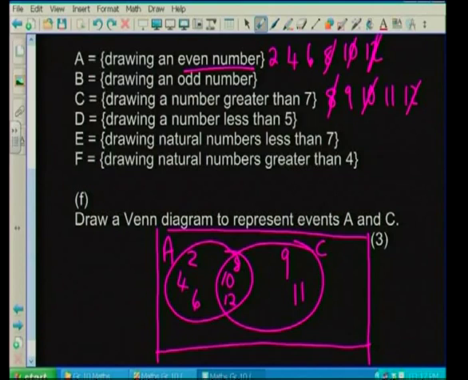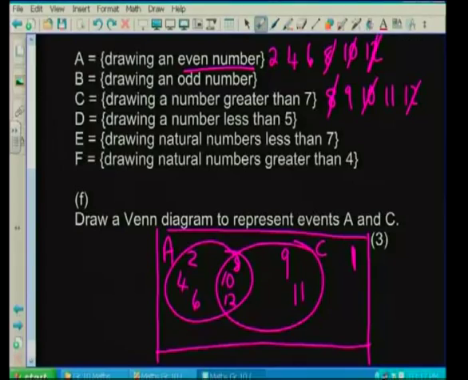Now, if my entire sample space is the numbers from 1 to 12, I've got to remember to put the guys that don't fall into a circle in the rectangle somewhere. So what have we not dealt with? What about 1? 1 is neither even nor a number greater than 7. 2 is an even number, so 2 has been covered. But what about 3? We haven't dealt with 3. Okay, 4 we've covered because 4 is an even number.